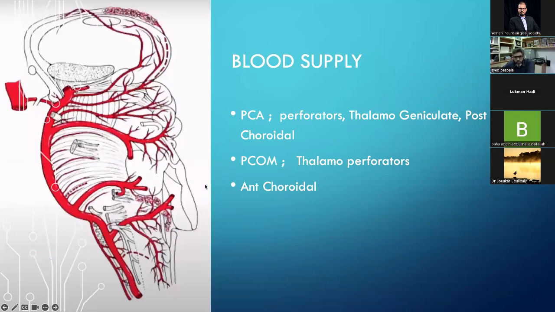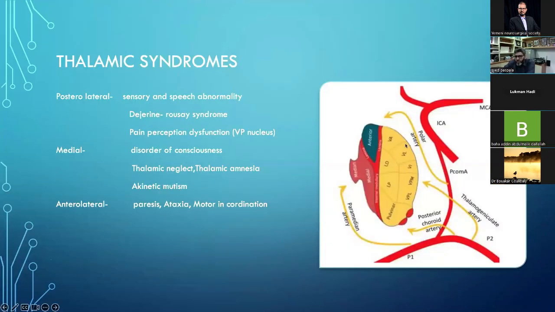And if you come to the blood supply of the thalamus, mainly the thalamus receives supply from the PCA: the perforators, the thalamogeniculate branch, and the posterior choroidal arteries. And the PCoA also gives rise to thalamoperforators to supply the thalamus. And the anterior choroidal artery, which usually supplies the internal capsule, gives off some branches to the adjacent part of the thalamus, which lies as a neighboring structure to the internal capsule. And this supply is very important in understanding the thalamic syndromes.